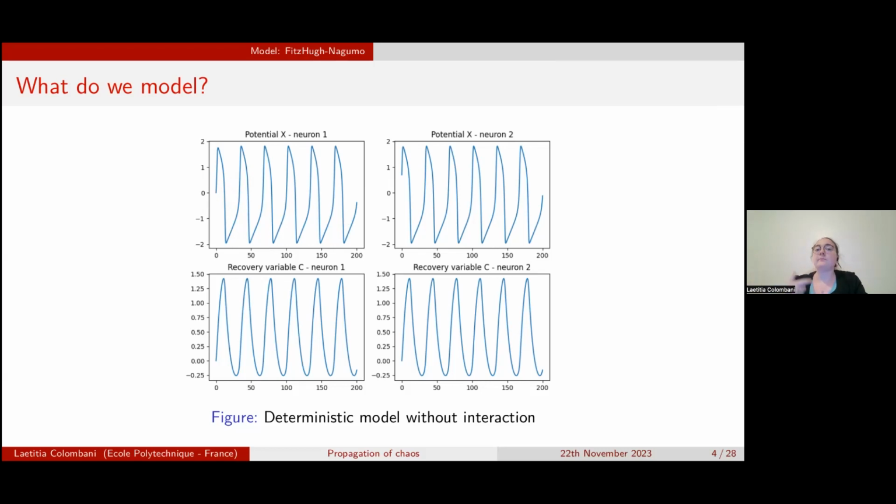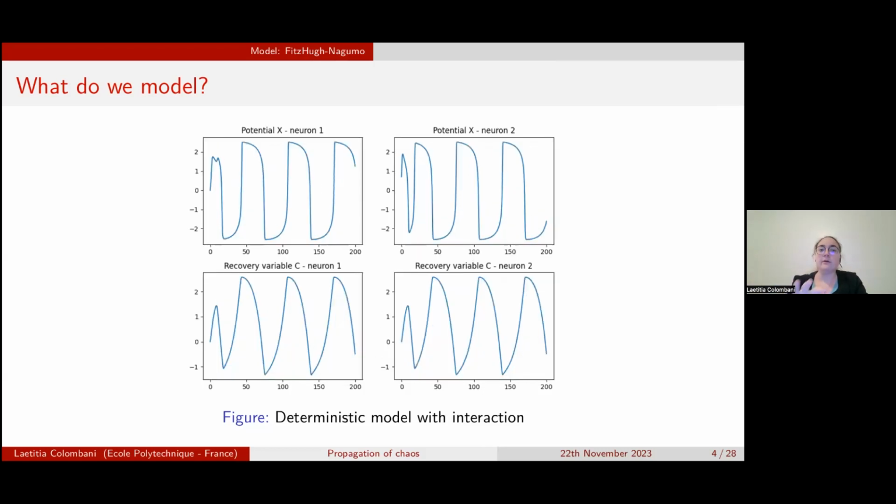And we can see that by adding some interaction, we have a change of the behavior. Here the interaction tends to slow down the behavior of both neurons. So it's just a choice of the interaction. But here we can see that the behavior is still cyclic, but slower.